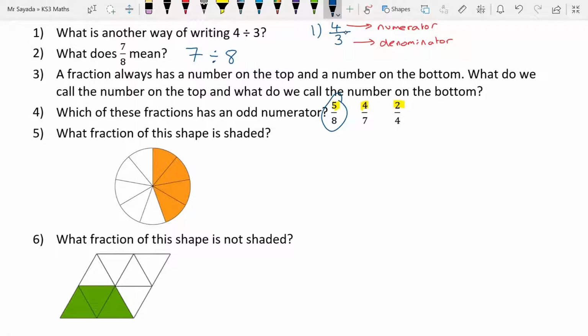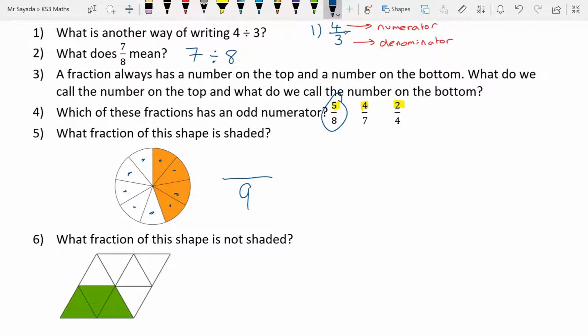This shape, so let's count how many parts it's been split up into. So 1, 2, 3, 4, 5, 6, 7, 8, 9. I've made a little dot in each part so that I don't count a part twice and so that I don't miss out any parts. So there were 9 parts altogether. So that means that the shape has been split into 9 parts. So that's the denominator.